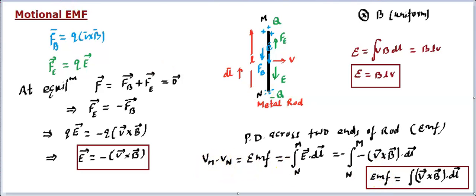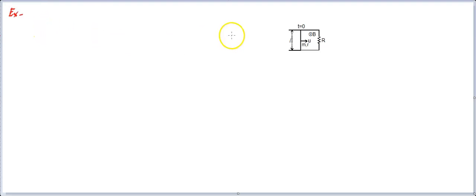Making sense? Okay, so let's take this figure as an example and try to use those concepts which we have learned just now. Let's say that is the situation at t equal to 0, and let me explain what the situation is.